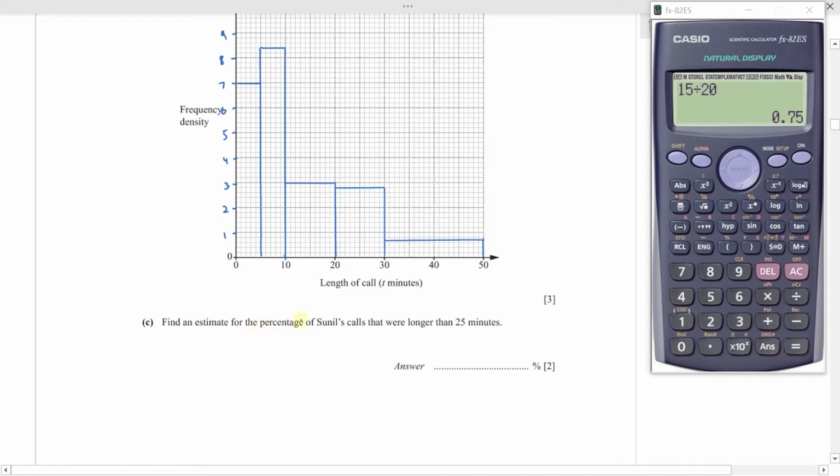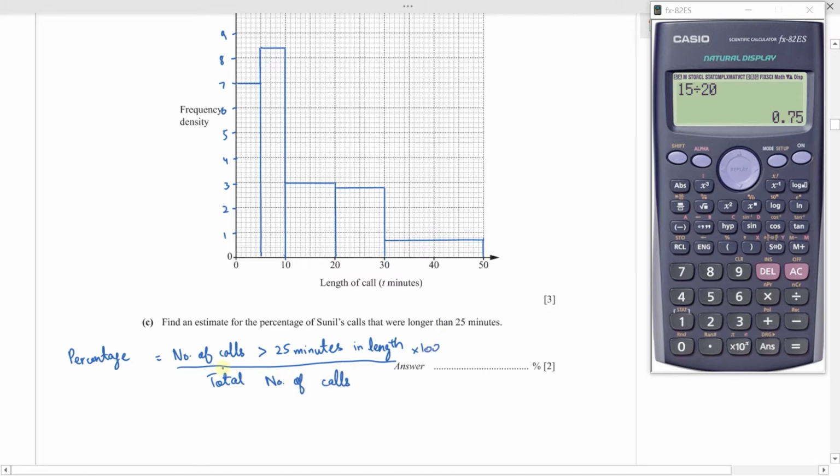The next part is: find an estimate for the percentage of Sunil's calls that were longer than 25 minutes. So this percentage will be the number of calls that are greater than 25 minutes in length, divided by the total number of calls, times 100. So this will be the percentage of total calls that are longer than 25 minutes.